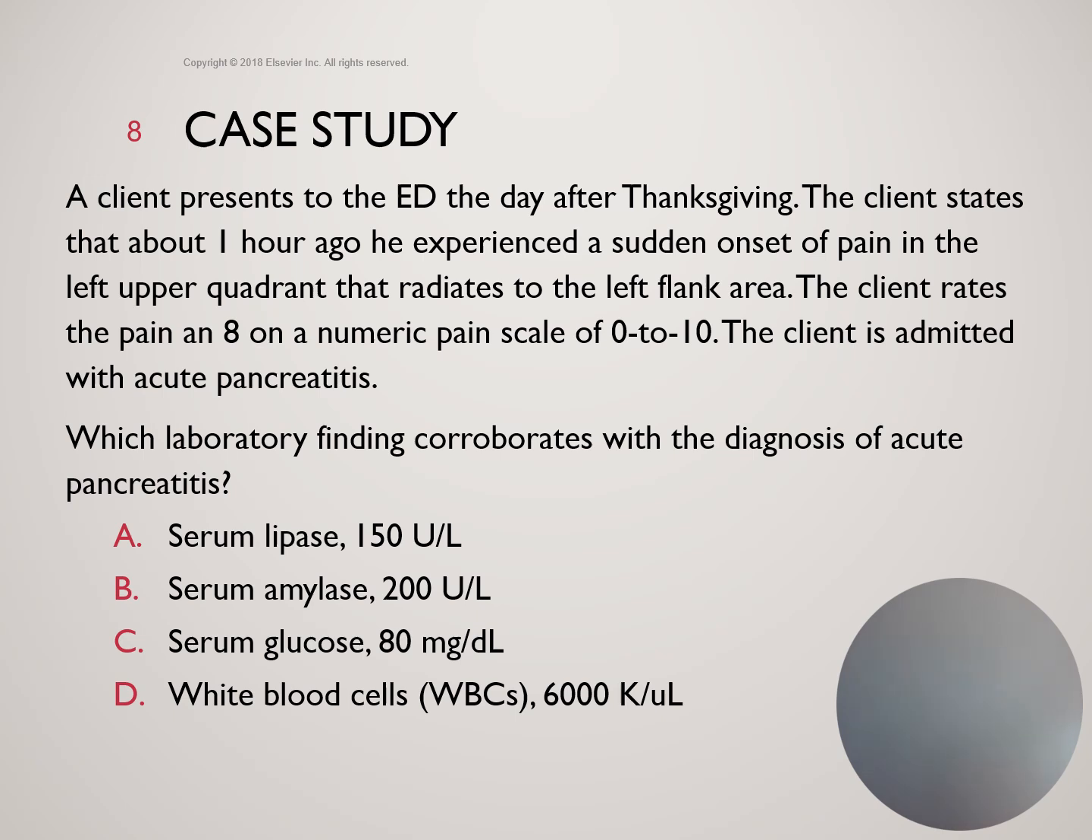So, which lab finding corroborates with the diagnosis of acute pancreatitis? Serum lipase of 150, serum amylase of 200, serum glucose of 80, a WBC of 6,000. This would be our serum amylase.